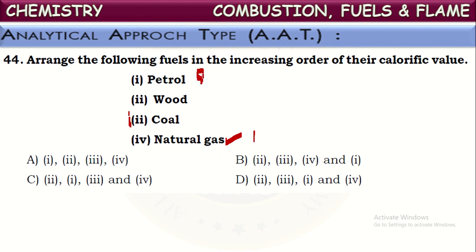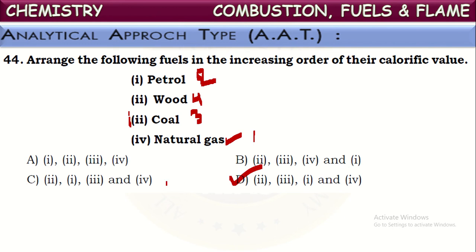Next, petrol. And next there are two fuels: wood and coal. We know coal is processed dead vegetation, so it produces a larger amount of heat than wood. Finally, the least calorific value among these is for wood. So in this order they should be: first, the fourth one, wood. So 4, 1, 3, 2 in increasing order, as given in the option, 2, 3, 1, 4. This is the correct order of fuels in increasing order of their calorific value.